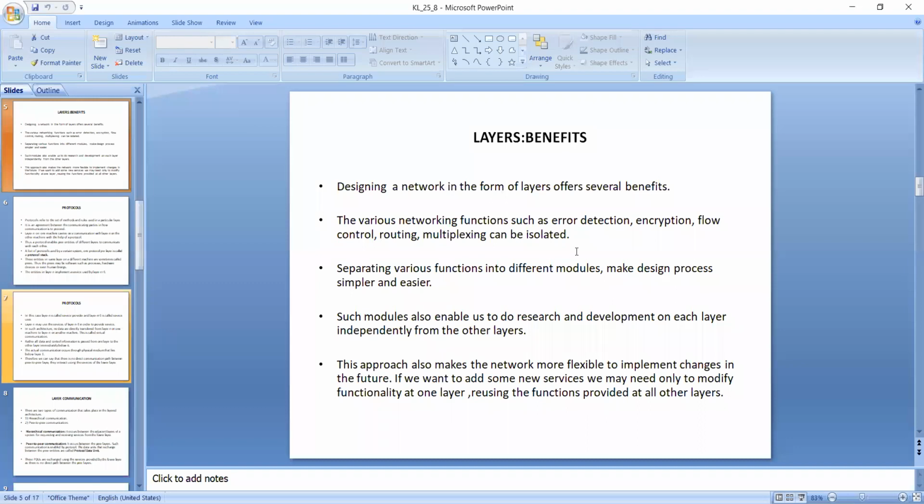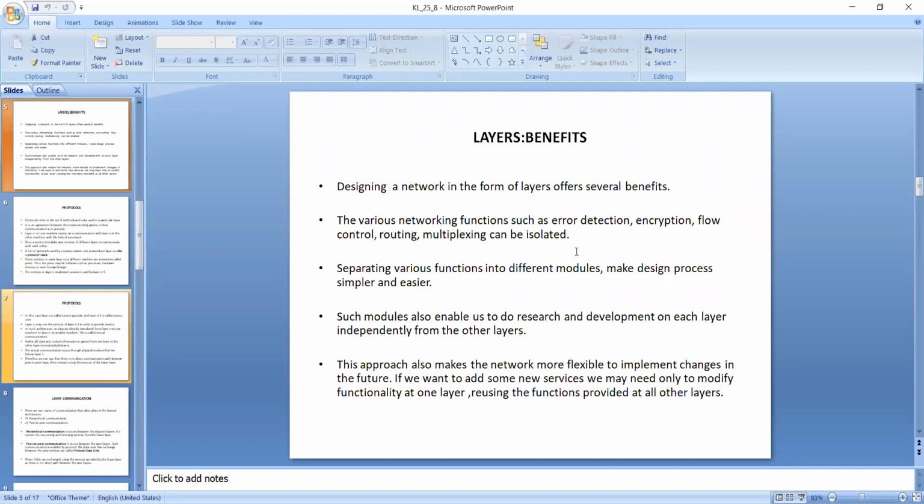Next, the last point: this approach also makes the network more flexible. If you want to add a new technique, add new services, or change anything in the network architecture in future, it is flexible because it consists of different layers. If we want to change layer one, we can change that layer and add new things to it. Then it becomes a new architecture. If you want to make advancements in future, if you want to replace layer two, then it becomes a separate network architecture. It is flexible because those network functions are arranged in different modules.